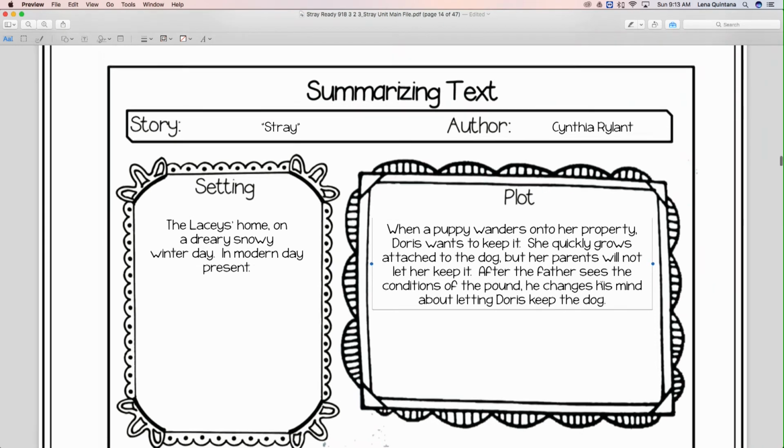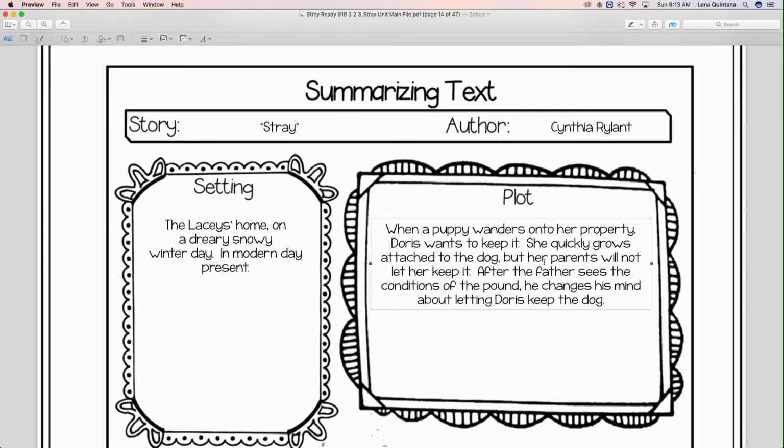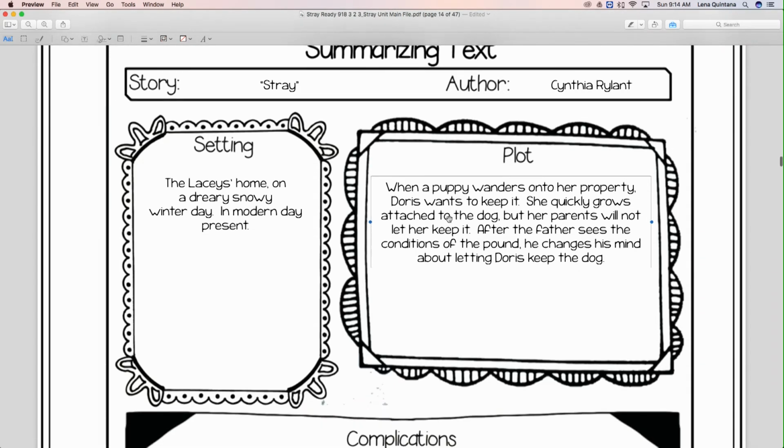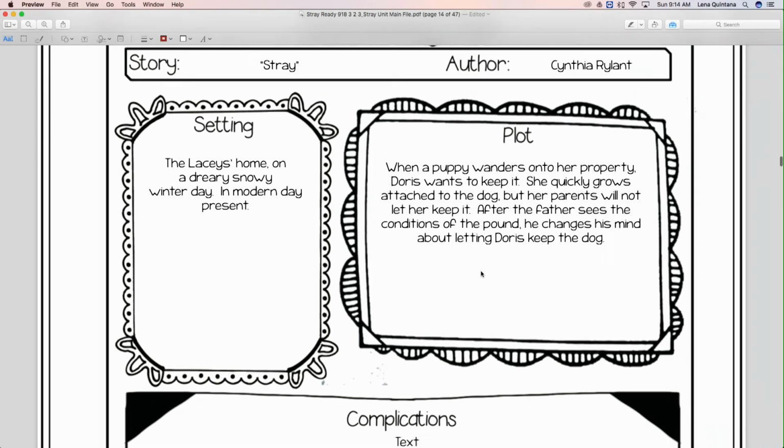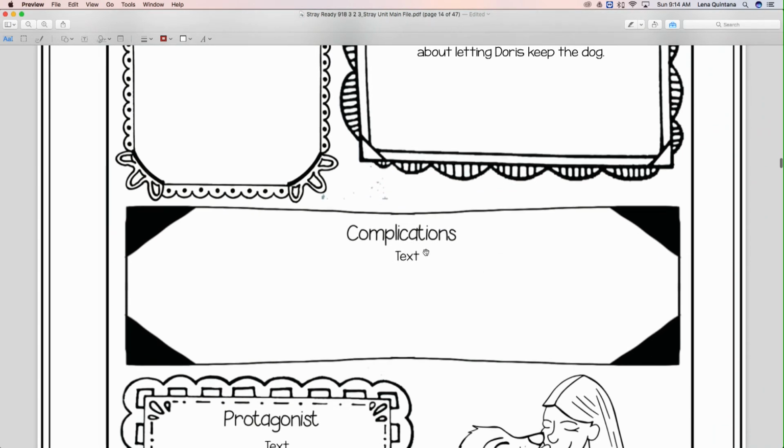Remember, you guys, when you are watching these videos, if you need an extra minute to get all this written down into this plot box or a setting or anything that we're doing, pause the video until you can catch up and then play again, okay? So that's it for plot. When a puppy wanders onto her property, Doris wants to keep it. She quickly grows attached to the dog, but her parents will not let her keep it. After the father sees the conditions of the pound, he changes his mind about letting Doris keep the dog. That is the plot of the story.